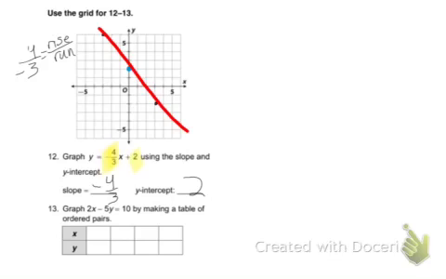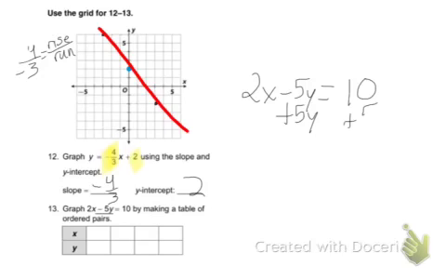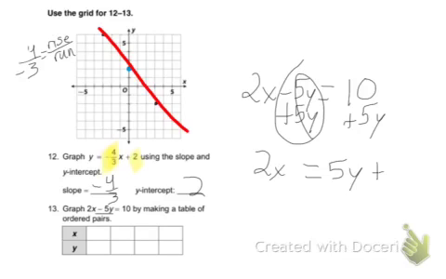Moving on to 13. This is like one of the previous problems where it's not slope-intercept form, so let's make it in slope-intercept form. The only issue is that this is a minus 5y, so we need to move that to the other side. 2x minus 5y equals 10. First I want to move this 5y over to make it positive, so we add 5y to both sides. These cancel, bring everything down. 2x equals 5y plus 10.